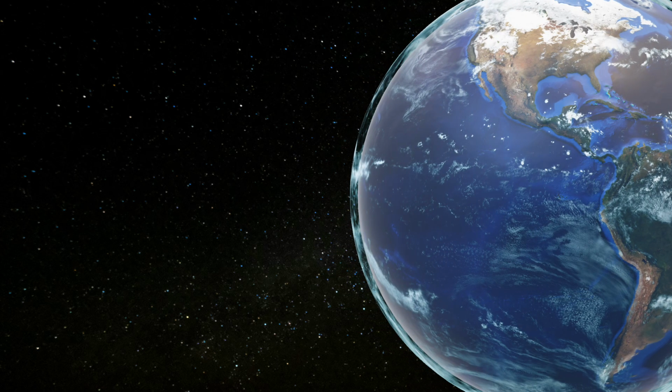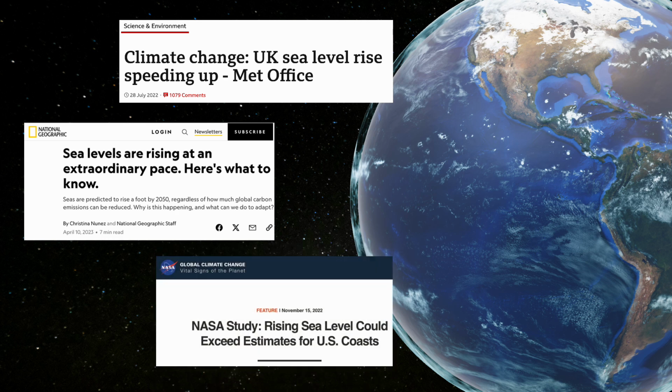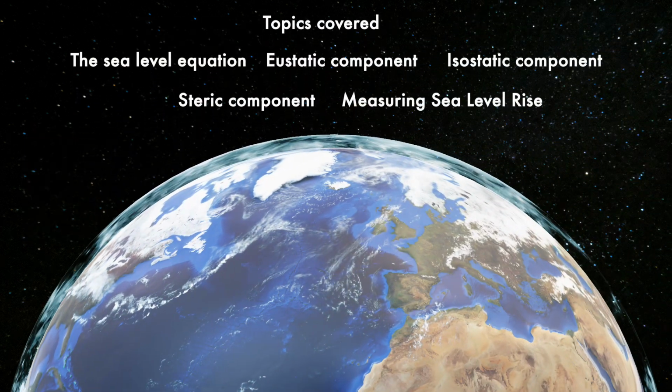Sea level rise. It's something we hear about often, especially in discussions about climate change. But why is it happening, and how do we even measure it? Well, in this presentation, we're going to look at the three key contributors to sea level rise: eustatic, isostatic, and steric changes. We'll also explore how scientists quantify and measure these changes.